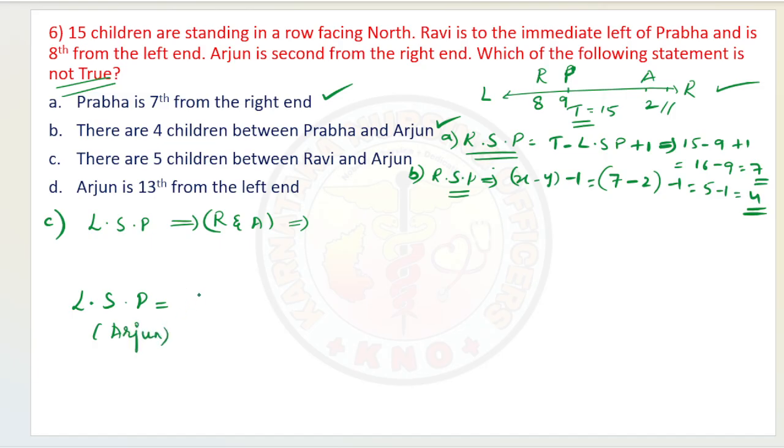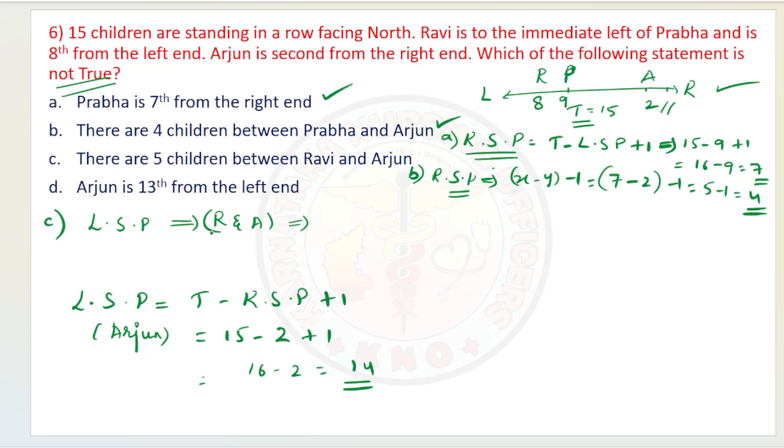What is the formula? Total minus RSP plus 1. This is equal to total, which is how much? 15 minus the right side position of Arjun, which is 2, plus 1. So 15 minus 2 is 13, plus 1 is 14.